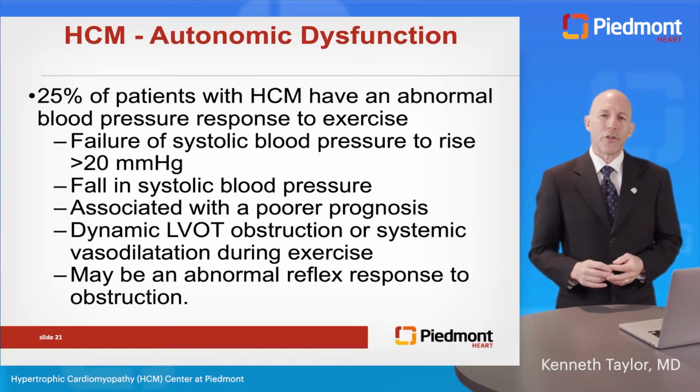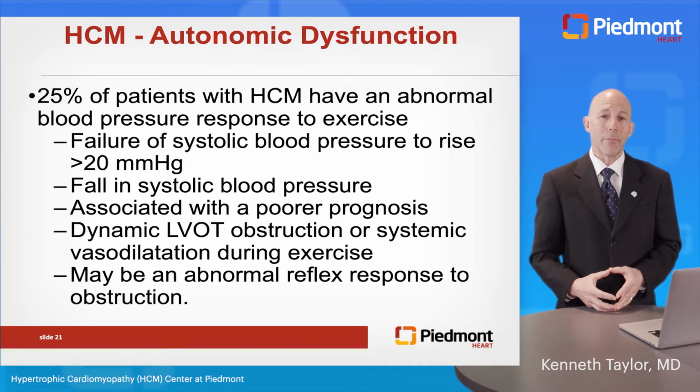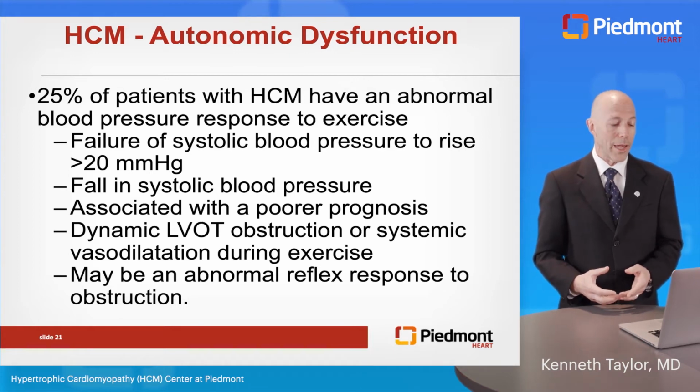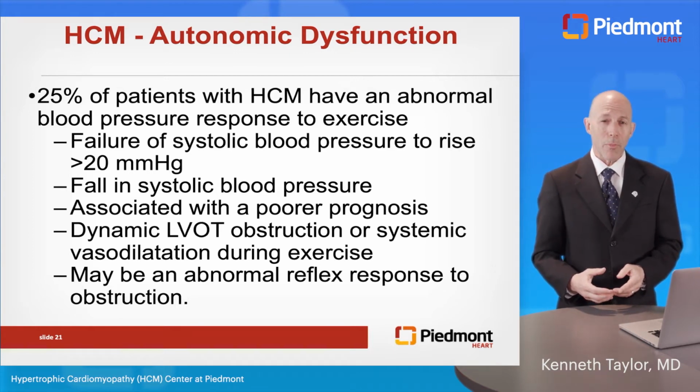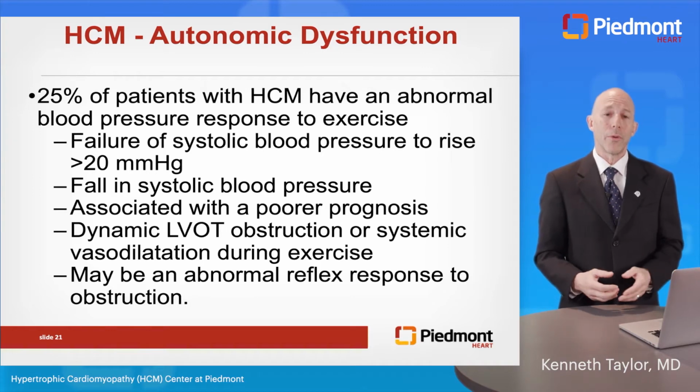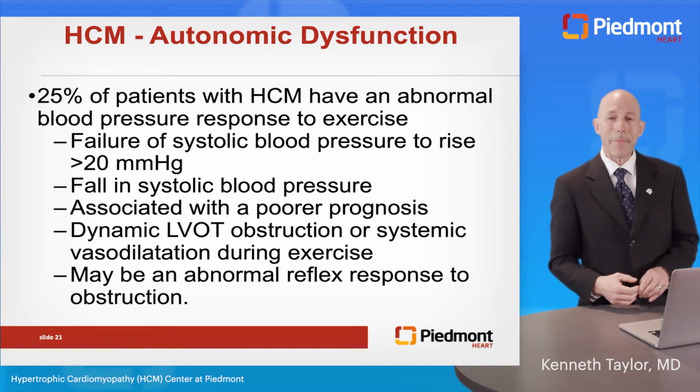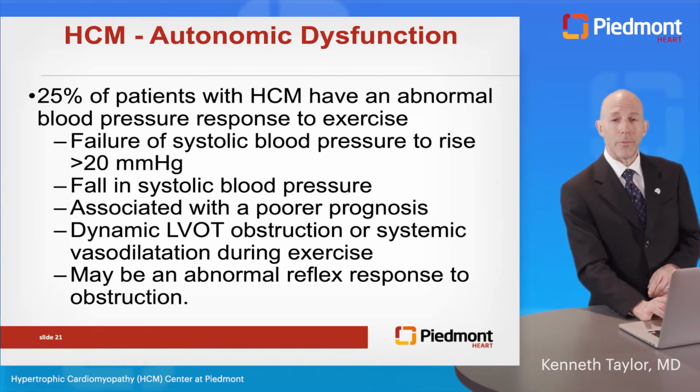Autonomic dysfunction is present in about a quarter of patients with hypertrophic cardiomyopathy, and it's typically seen as a failure to increase blood pressure or a drop in blood pressure with exercise. It's associated with a poor prognosis, and it's one of the reasons why we use exercise testing to assess risk for sudden cardiac death. And it may be an abnormal reflex response to obstruction.